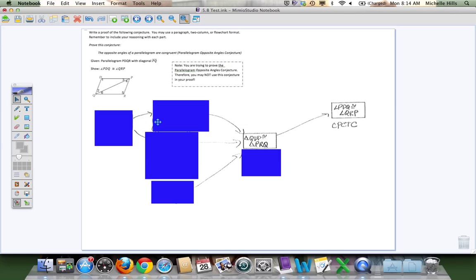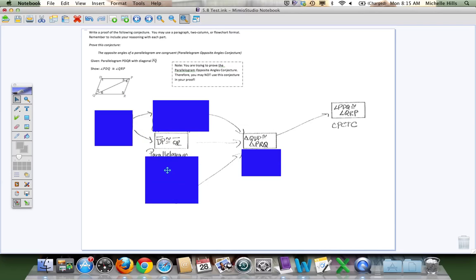Well, I know, looking at that figure, that this side, which is segment QP, has to be congruent to itself. So that's this part. Notice there's no arrow leading into this statement. I don't need to know anything prior to being able to say that a segment is congruent to itself because it's the same segment. So there isn't anything leading into it, only leading out from it. There are people who started here with their proof.